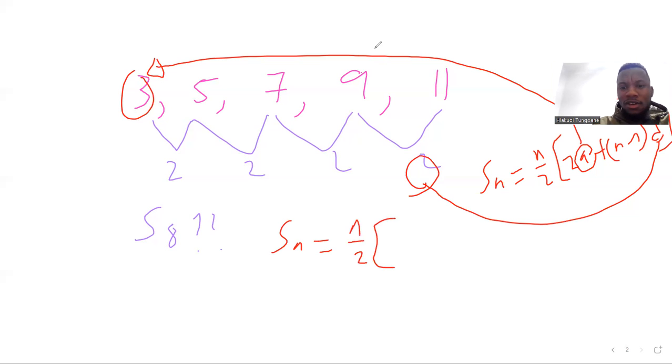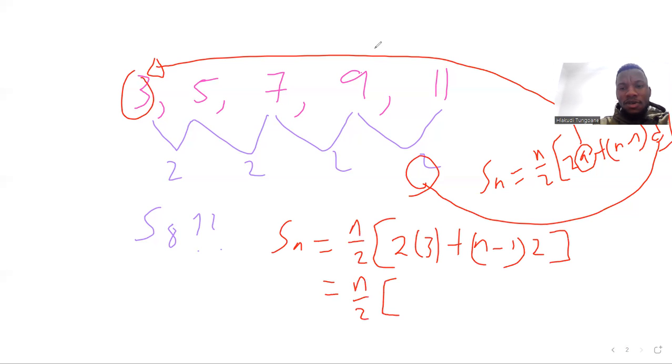2, 2a, what is a? A is 3, plus n minus 1. And then what's d? D is 2, right? So if we simplify, you're going to have n over 2, 6, 2 times 3 is 6, plus n minus 1, 2. So I can simplify further.